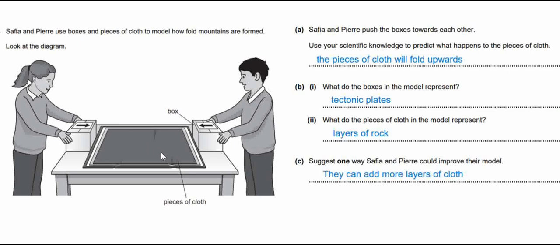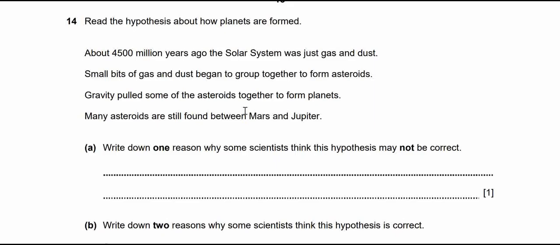Right, next. Question 14 says, read the hypothesis about how planets are formed. About 4,500 million years ago, the solar system was just gas and dust. Small bits of gas and dust began to group together to form asteroids. Gravity pulls some of the asteroids together to form planets. Many asteroids are still found between Mars and Jupiter.